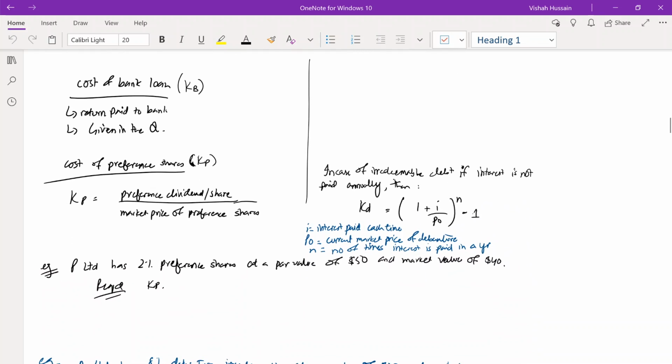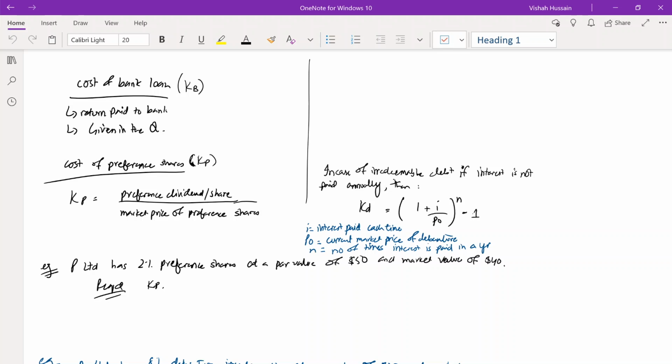Cost of bank loan is always given to you, so you do not have to compute it. Cost of preference shares is computed using KP is equal to preference dividend per share over the market price of preference shares. And here's an example of it. You can perform it on your own. 2% into $50 would give you the preference dividend per share, and dividing by $40 would give you the KP.